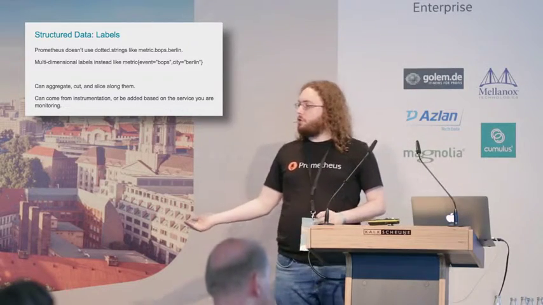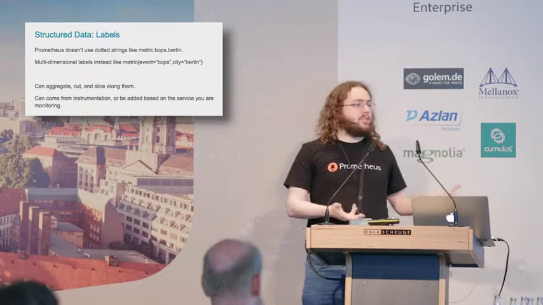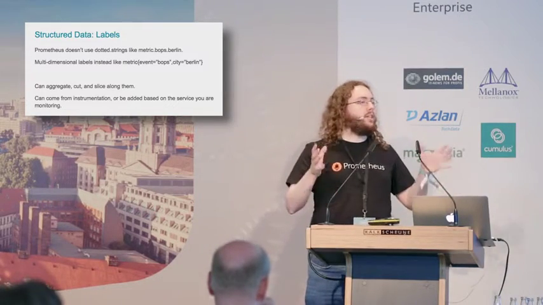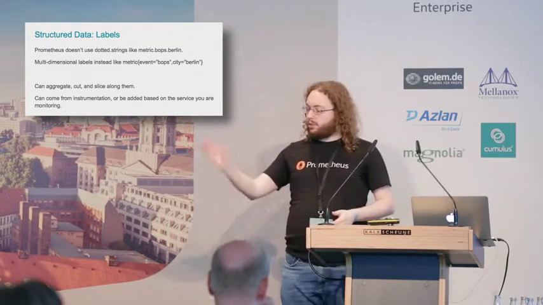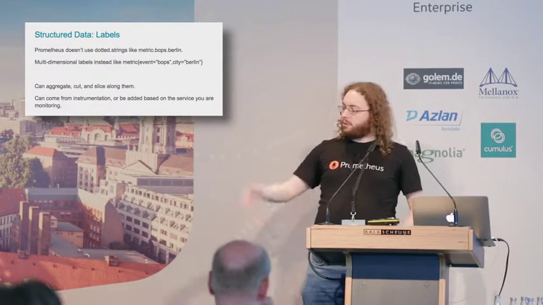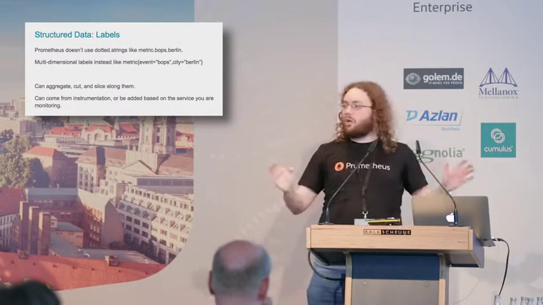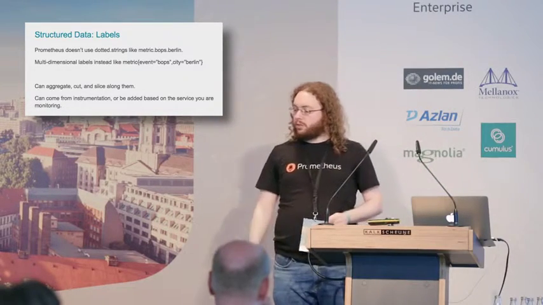Prometheus takes a different approach. Some people call it dimensions, some call it tags, but we call them labels. Everything's just an unsorted set of key value pairs. So I can just say like metric event equals BOP, city equals Berlin. And then I can slice and dice on that any way I want, just like the previous example with the Docker images.